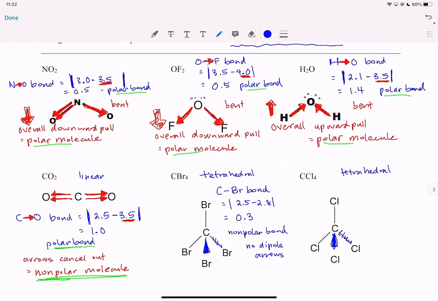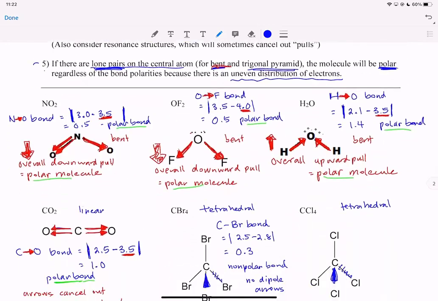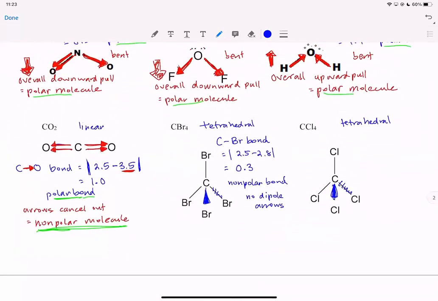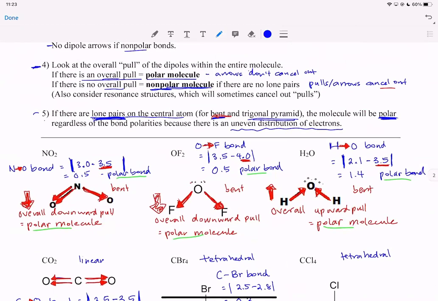And so now what do you do? Because remember, the step is you have to look at an overall pull of those dipoles. Well, what do you do if you have no arrows? Well, that means you have no pull. And so when you have no pulling, no arrows, that leads to automatically a nonpolar molecule, as long as you don't have the shape that has lone pairs on the central atom.